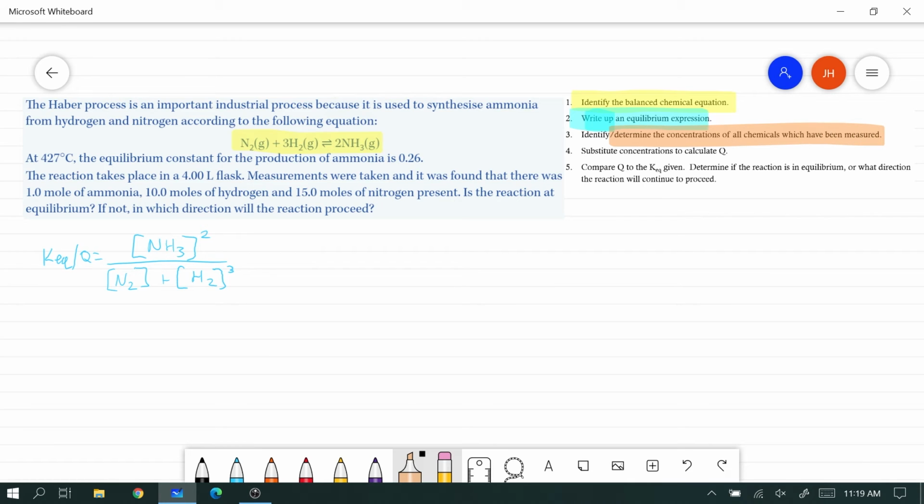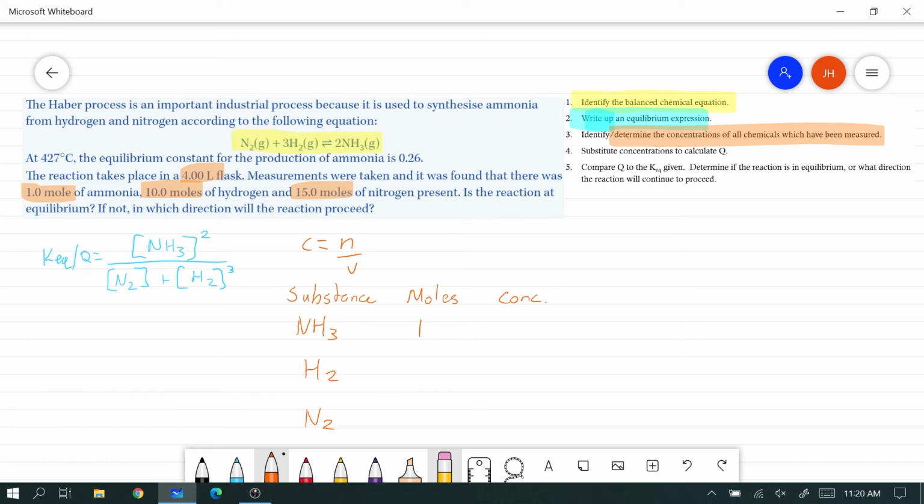So we haven't been given concentrations here, we've been given n values, and we've been given the volume of the flask. So we're going to use that information to find the concentrations using C equals n over V. Just going to draw up a quick short table. So we're going to do this for the ammonia, the hydrogen, and the nitrogen.